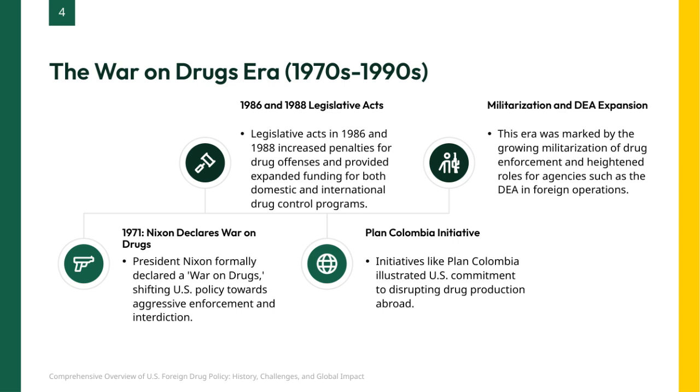One key example of these international efforts was the Plan Colombia initiative, which demonstrated the U.S. commitment to disrupting drug production in other countries, particularly in Latin America. Throughout this period, we also saw a growing militarization of drug enforcement efforts, with agencies like the DEA playing increasingly prominent roles in operations beyond U.S. borders, emphasizing a more forceful and strategic approach to combating drug trafficking.